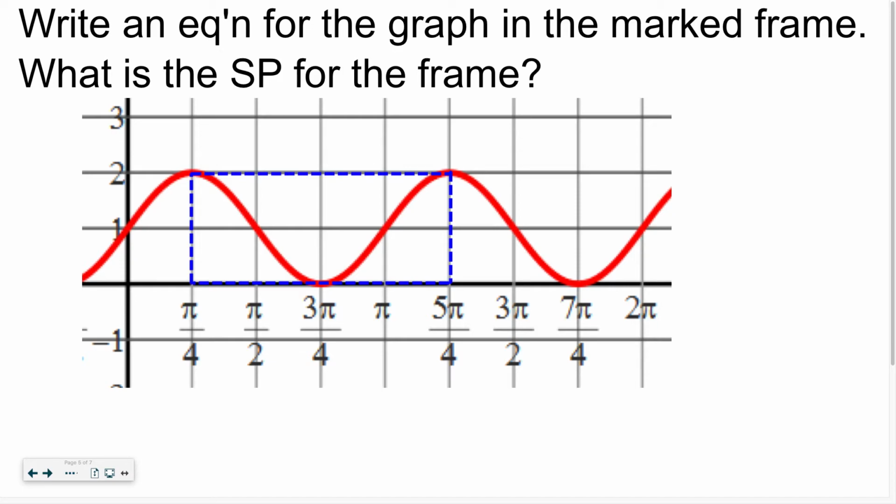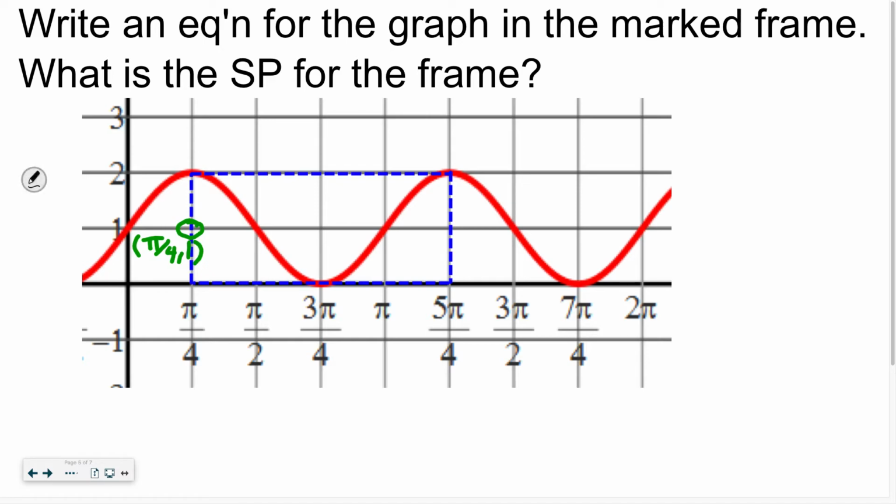Okay. So it says, write an equation for the graph in the marked frame, and as a helper, what is the starting point of the frame? So anybody want to tell us the starting point for the frame, Randall? Pi over 4, 0? Pi over 4, 1, right? Remember the starting point for the frame, because I got the blue frame right here. The starting point for the frame is on the left side, right in the middle. Okay, so our starting point for the frame is pi over 4, 1.